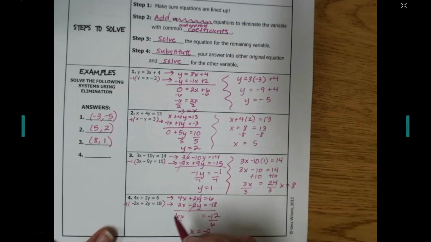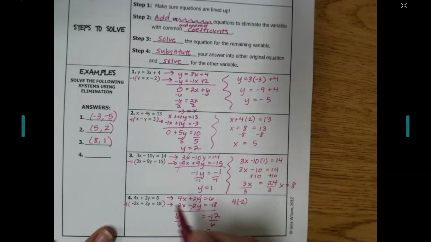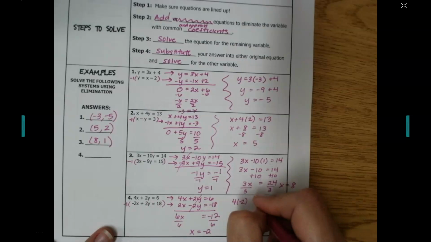Now I need to plug that in for x, and it can be plugged into either one of these. I'm just going to plug it back in the first one. So 4 times, we now know negative 2 is what x equals. So instead of x, I'll write negative 2 plus 2y equals 6.